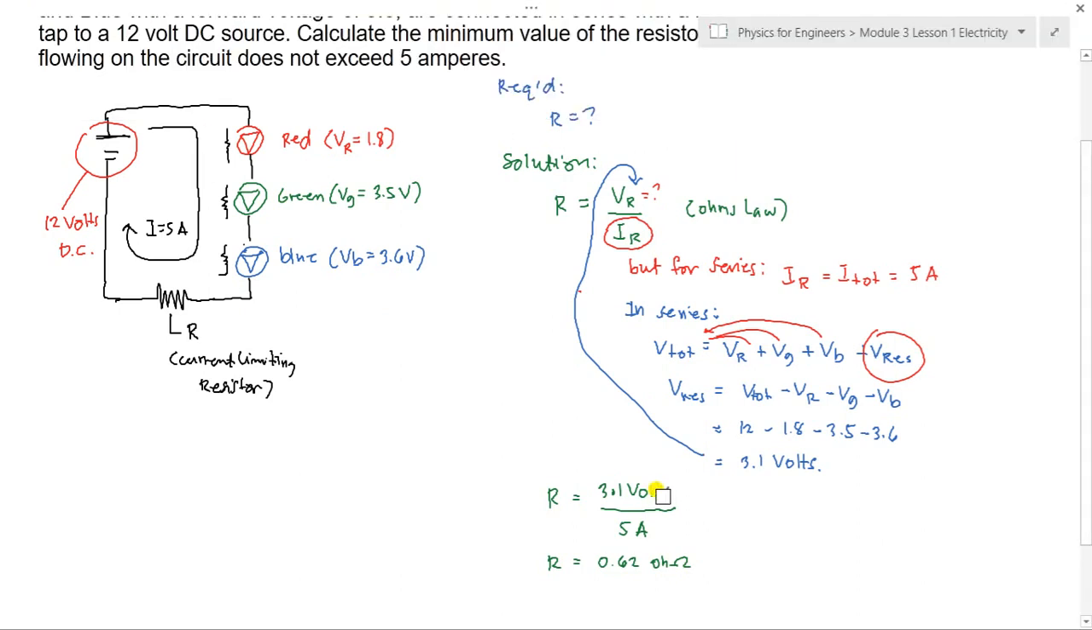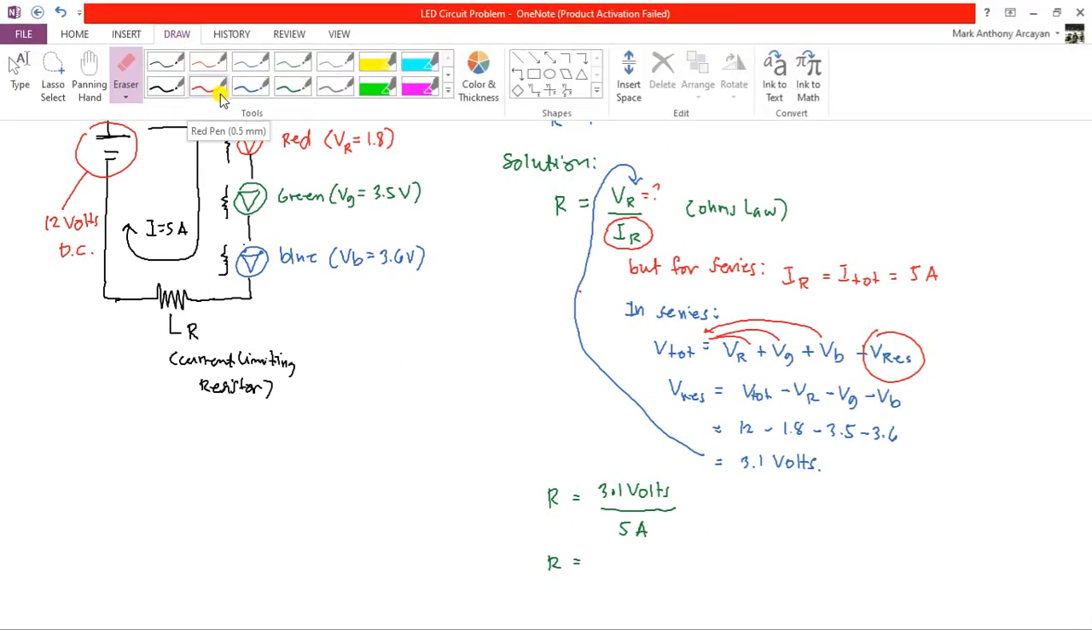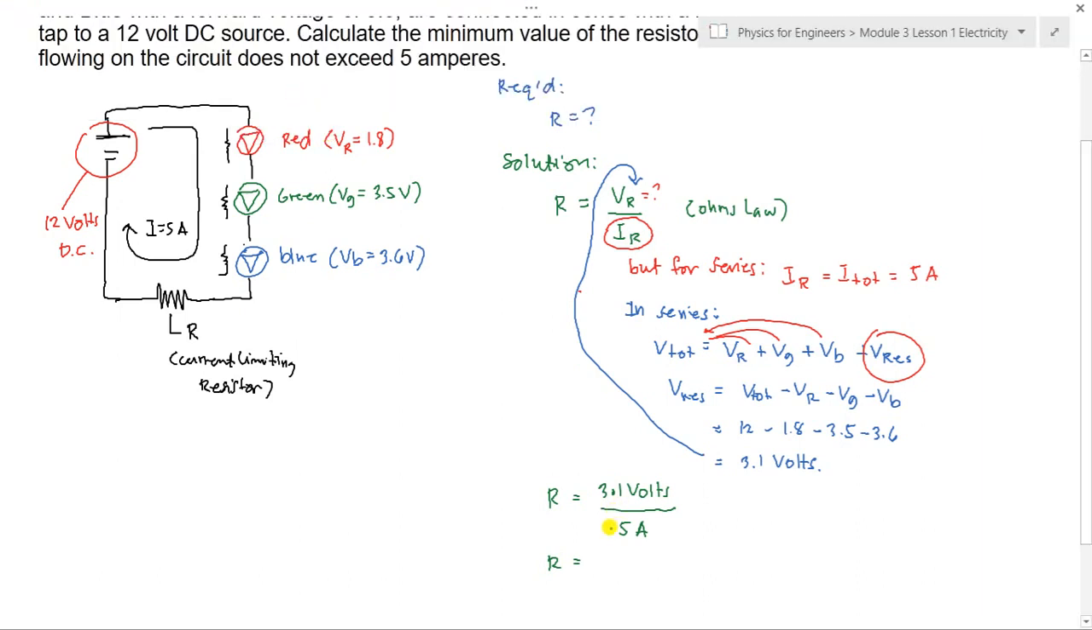Okay, so choose a resistor of 0.62 ohms or higher. If you go higher than that, the brightness of your LED will reduce.